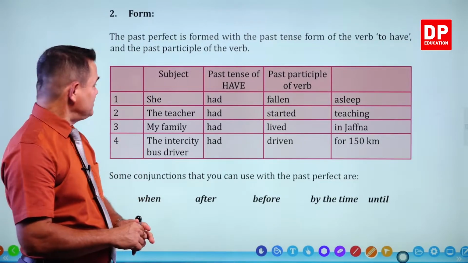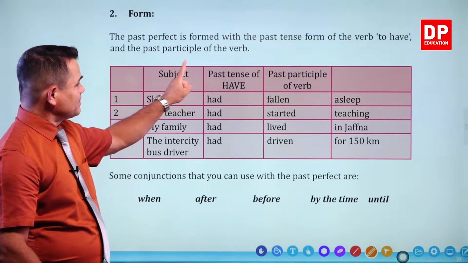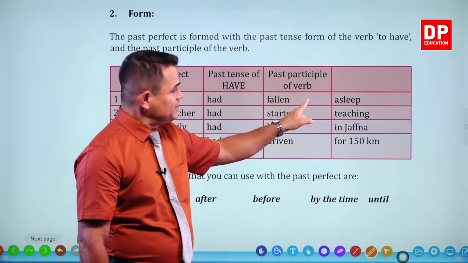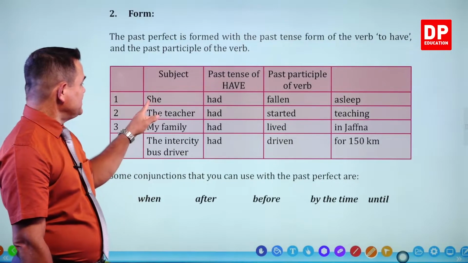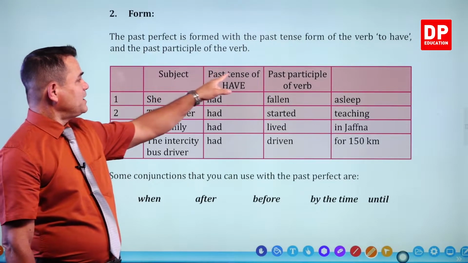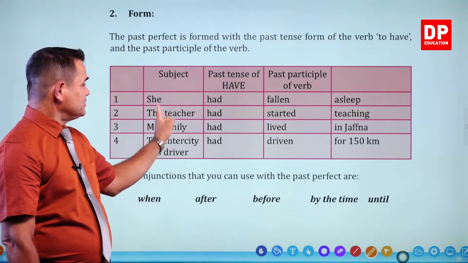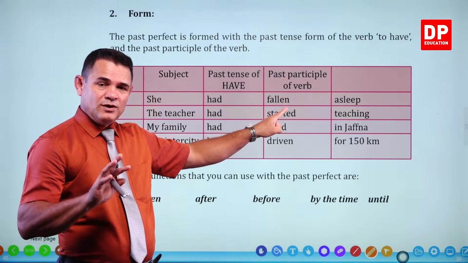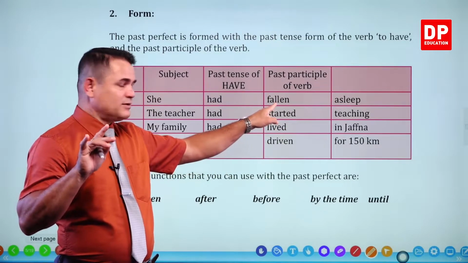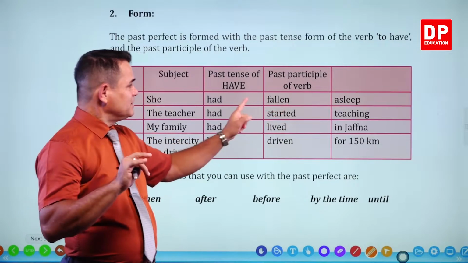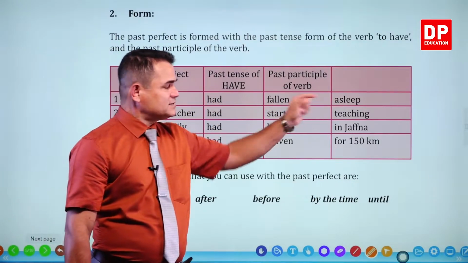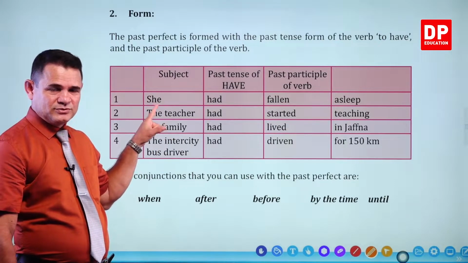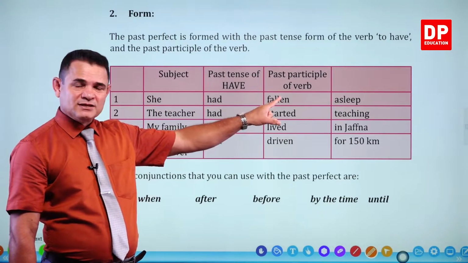Now just have a look at this table. Subject. Then past tense of have. Past participle of verb. And the rest. Subject is she. Past tense of have is had. She had. Past participle of verb, fall, fell, fallen. Fallen, third form. Asleep. She had fallen asleep. Then subject, and then had plus verb 3, past participle.